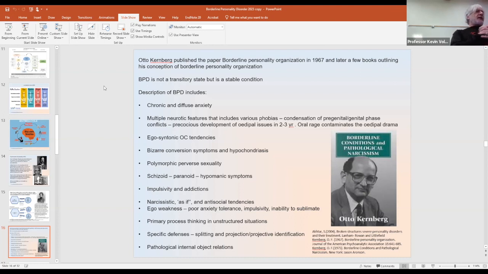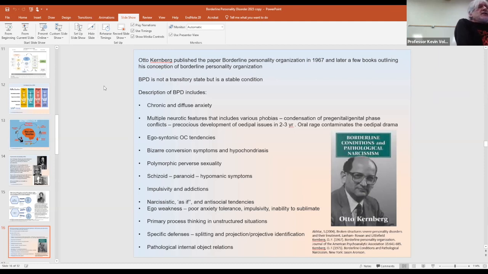So Kernberg is really, to me, the turning point in the modern treatment of borderline personality disorder and the modern understanding of it. Okay? He says that borderline personality disorder is not a transitory state, but a stable condition. So this is interesting. Borderline personality disorder is a stable condition of instability. That makes sense? One of the hallmarks of the condition is that people are unstable, but they're stably unstable. They're predictably unstable. Right?